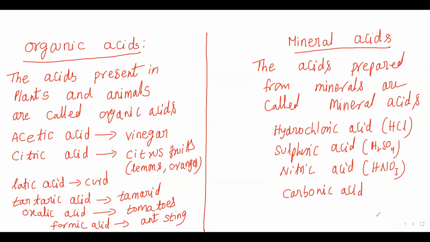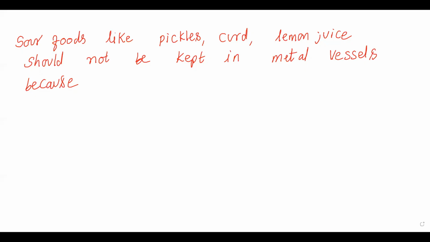Carbonic acid is used in soft drinks like cool drinks. So it's a mineral acid, but it is a weak acid. Now, sour foods like pickles, curd, lemon juice, orange juice should not be kept in metal vessels. Why? Because these foods contain acid.